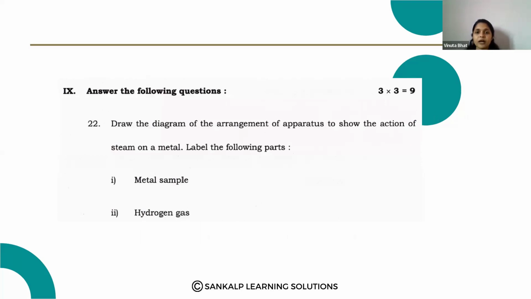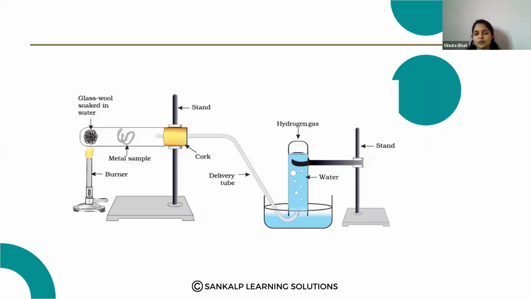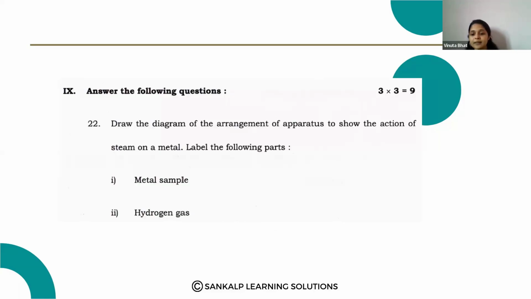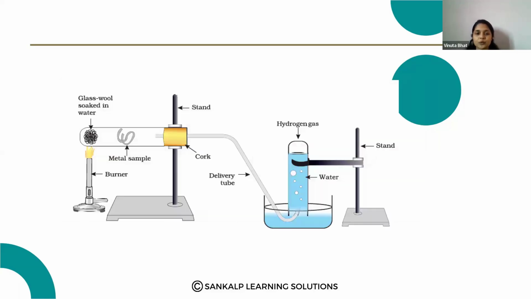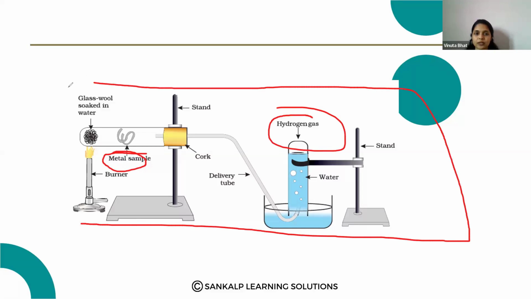Draw the diagram of arrangement of apparatus to show the action of steam on a metal. Label the following parts. So which diagram you have to draw? Yes, so this one diagram you have to label: the metal sample and the hydrogen gas. So this is the metal sample and hydrogen gas. So practice this complete setup, that is very important for your exam.